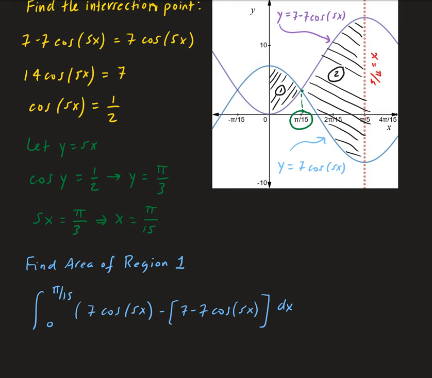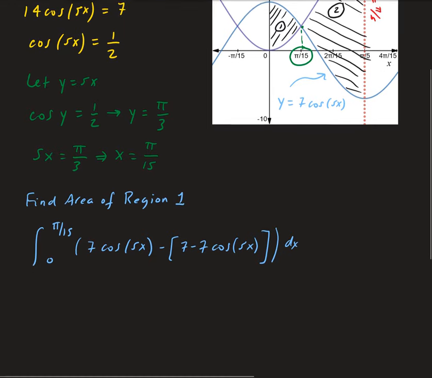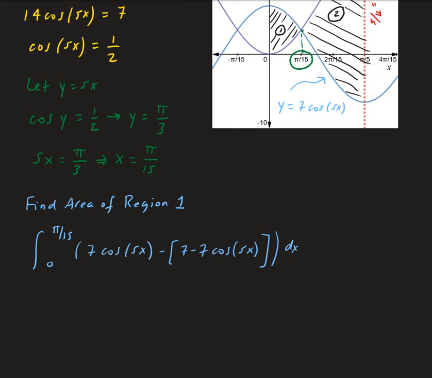Let me make sure I close this parenthesis here for the first one. Now this is equal to the integral from 0 to pi over 15 of, simplifying, 7 times cosine 5x plus 7 times cosine 5x, that gives us 14 times cosine of 5x, minus 7.